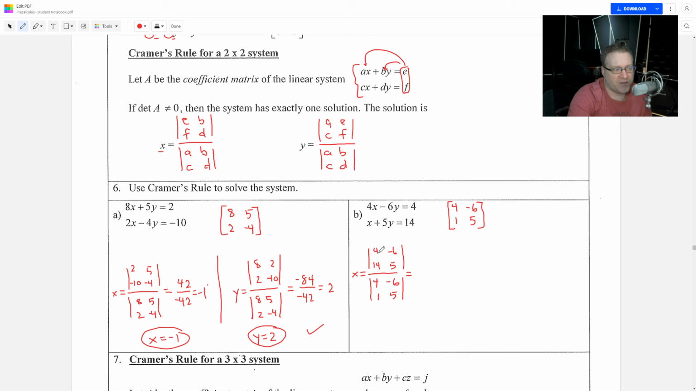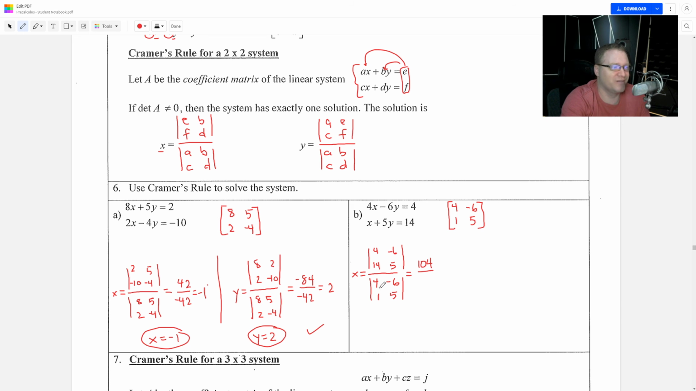Find the determinants. So we have 4 times 5 is 20. And then we're going to have -6 times 14. What is that? 60, 84, right? -84. So we're going to have 20 minus -84. So that's 20 plus 84. That's 104, right? I'm trying to do all this in my head right now. Yes, 104.